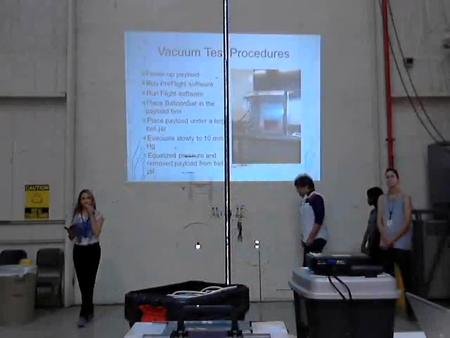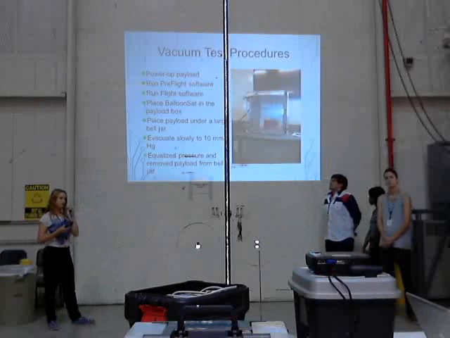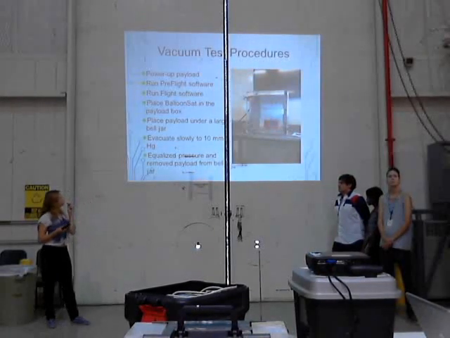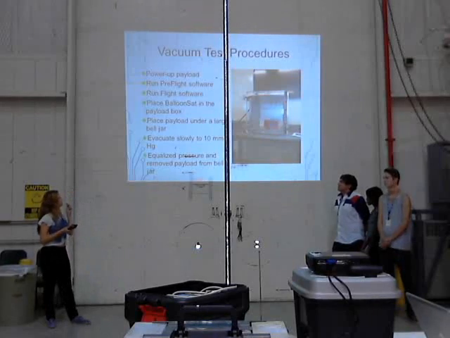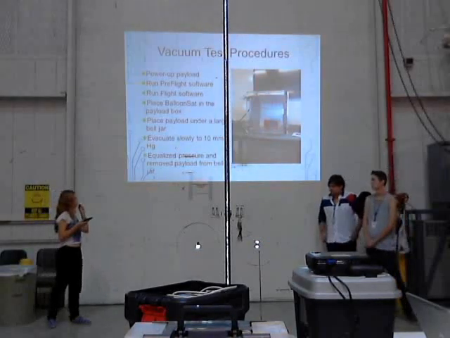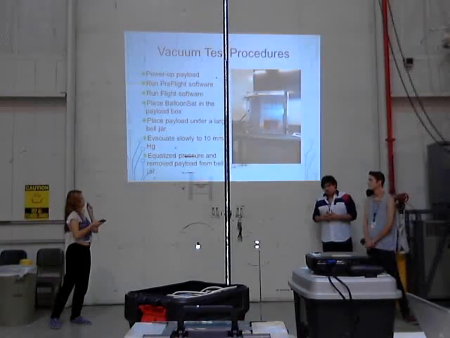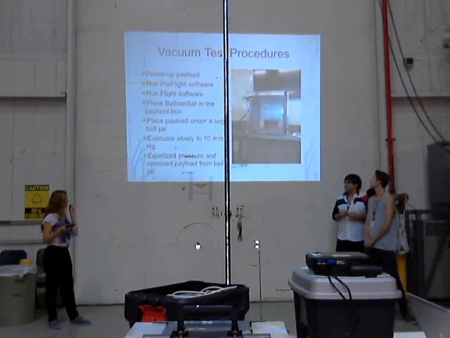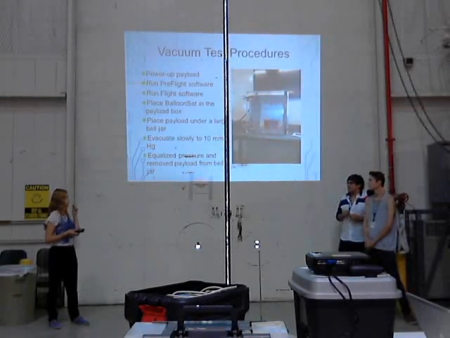This is our vacuum test procedure to measure the pressure that it will withstand in the atmosphere. We would power up the payload, run pre-flight software, run the flight software, place our balloon stat in the payload box, place our payload under a large bell jar, which you can see in the picture, evacuate slowly to 10 millimeters, equalize pressure, and remove the payload from the bell jar.